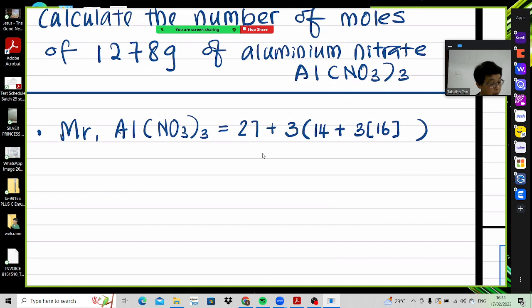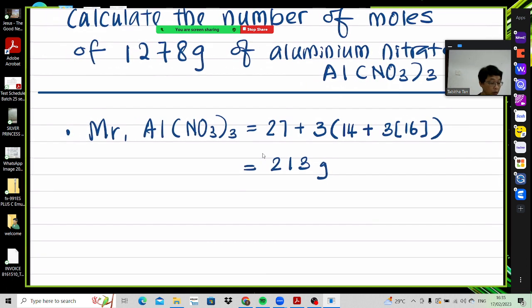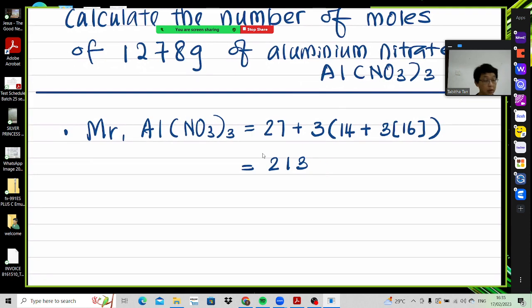Alright, so now just get our calculator to add up these numbers. So 27 plus 3 sets of 14 plus 3 pieces of 16, which is 48. So let's get that. That is 213 gram. So you can put that gram as a molar mass. 213. If you do not put it, it is not going to sacrifice any marks, but it is understood.